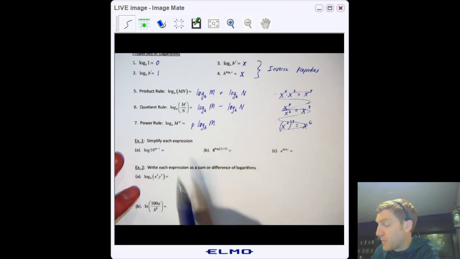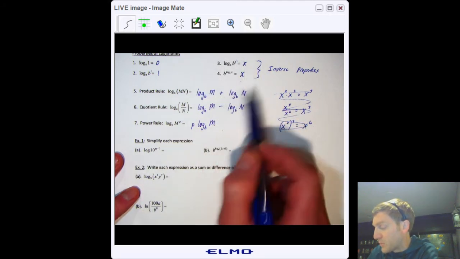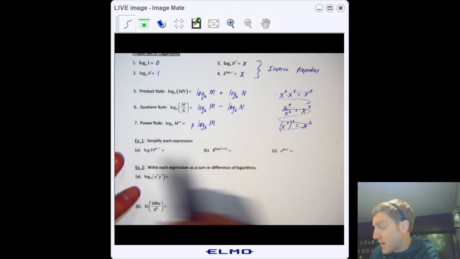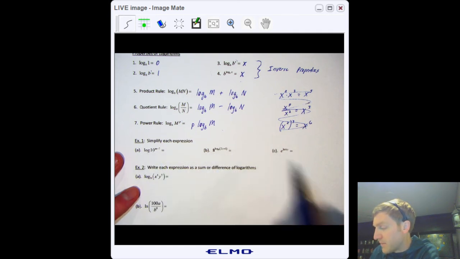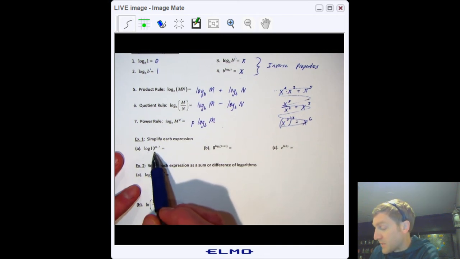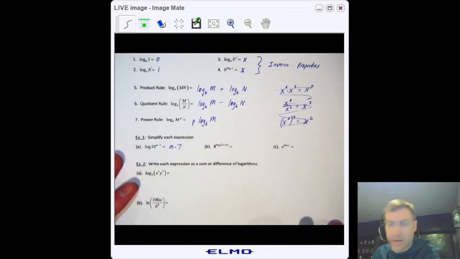All right, so example one, simplify the expression. These are going to use the inverse properties. Example one is just using the inverse properties. If you notice, the log and the exponential here have the same base. This is common log, log base 10. This is the exponential base 10. So this log and the 10 cancel out, and the answer is just the exponent, m minus 7.